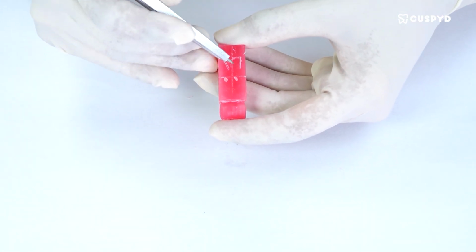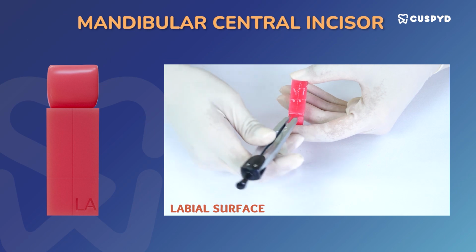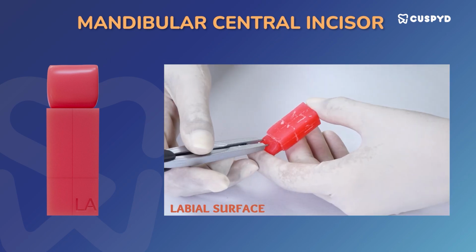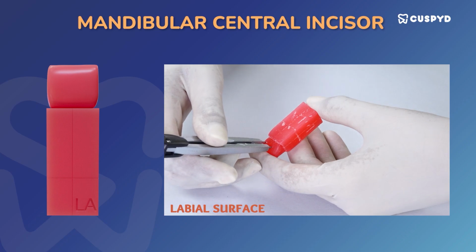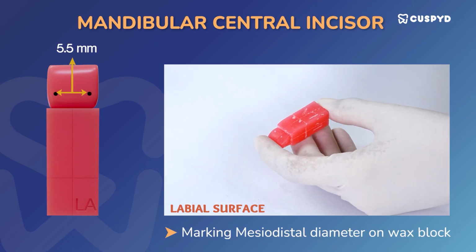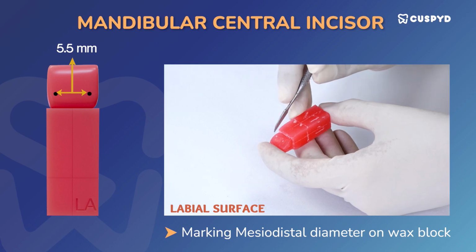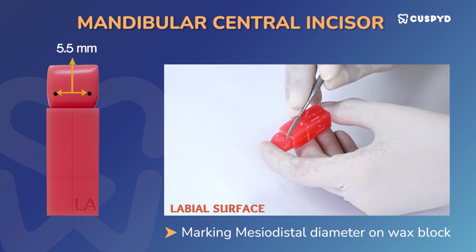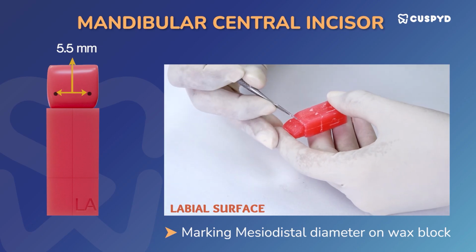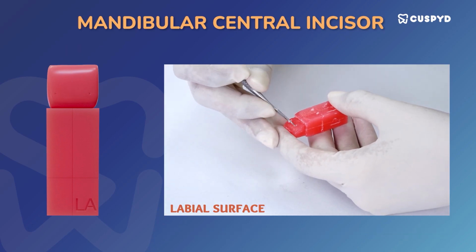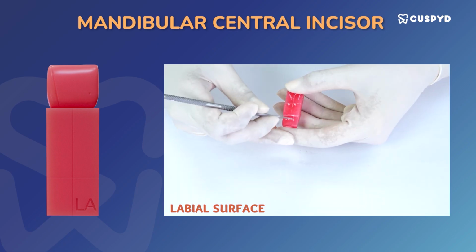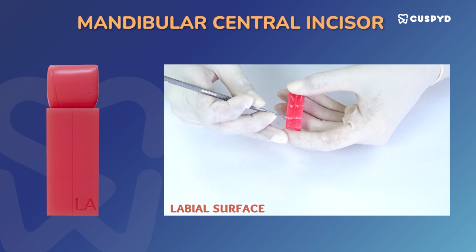So this is the midline of the block. On either side of the midline, I will place the divider and just mark two points. Now you can see these two points. This is how wide the tooth is going to be mesiodistally. I will just mark the outline of the tooth so that it becomes easier for me to carve. So now the tooth appears; this is how the tooth is going to be.